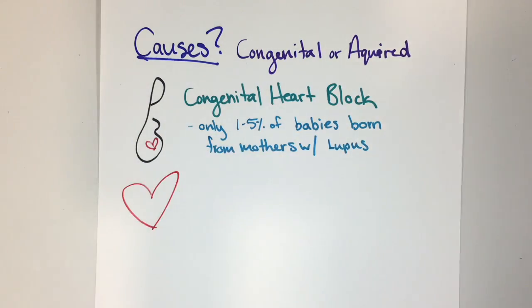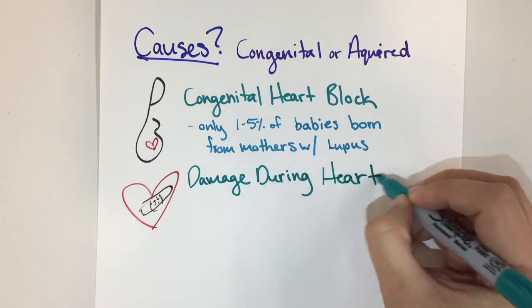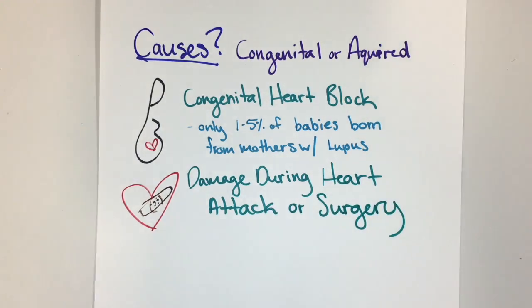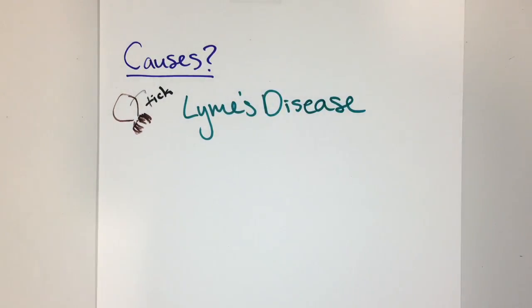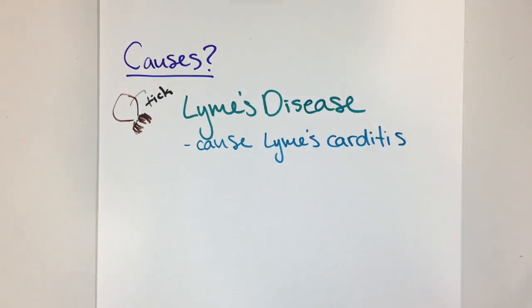A few examples of acquired causes are those that result in damages that form during a major heart attack, Lyme disease, or medications used to treat other disorders. Lyme disease, the spread of bacteria through tick bites, can be caused through Lyme carditis, which is inflammation that can block the electrical signals needed when the bacteria enters the heart tissue.